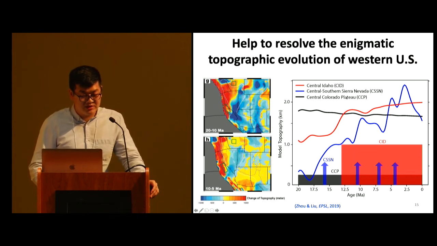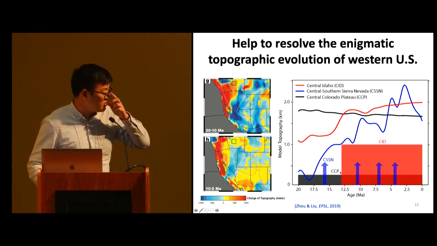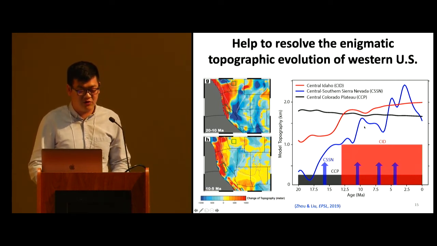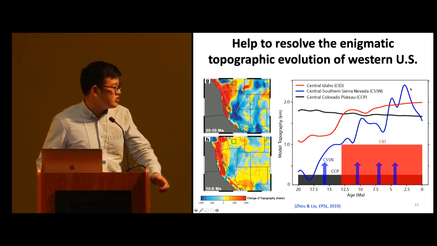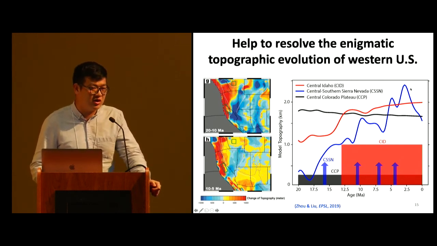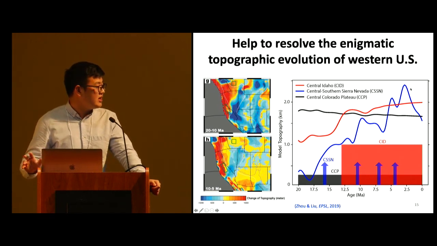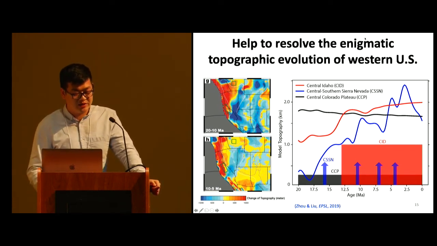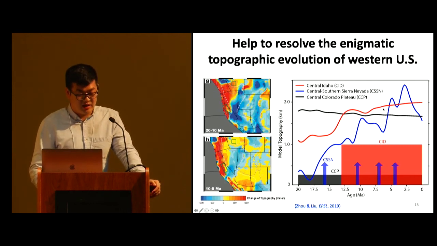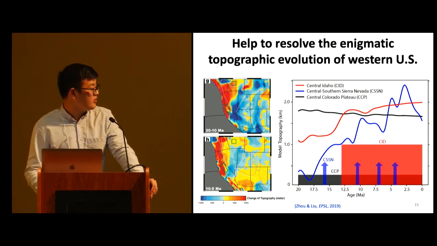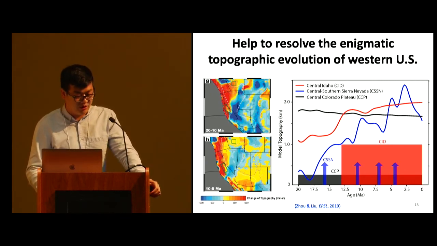For the Central Southern Sierra Nevada, the geological observation shows four pulses of uplift. In our model prediction, we actually have these four pulses of uplift. In the Central Colorado Plateau, the geological observation shows the topography has not changed during the last 20 million years, and our prediction is a flat line there. So our model can really resolve this dynamic topography evolution for the western US.